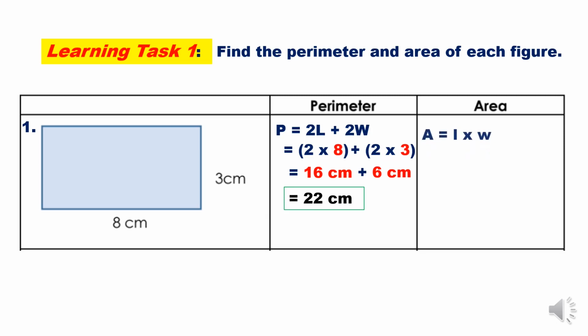How about the area? The area is length times width. The length is 8 centimeters and the width is 3 centimeters. So 8 times 3 equals 24 square centimeters.